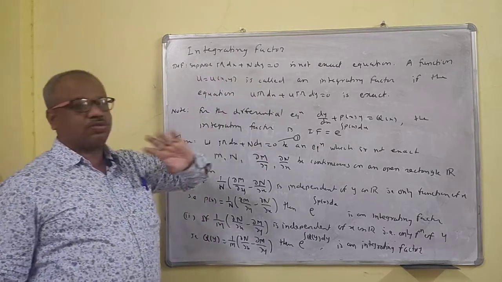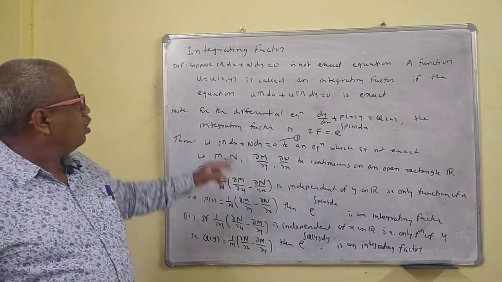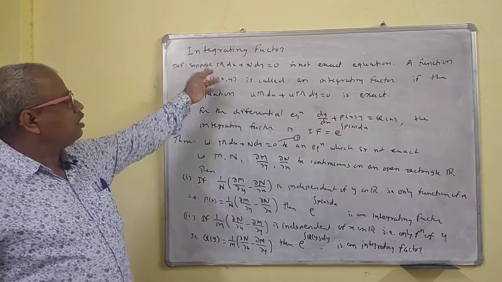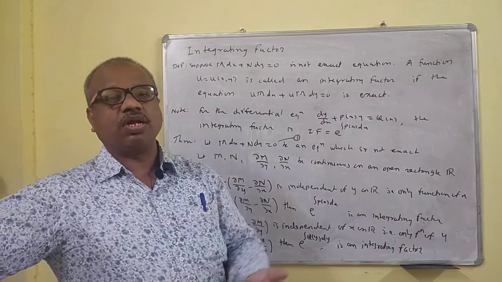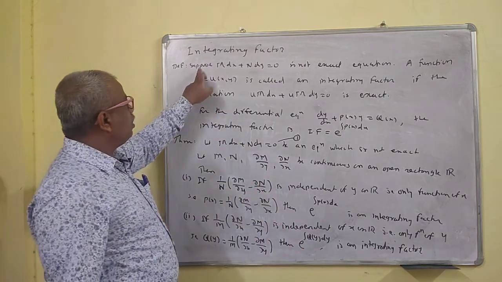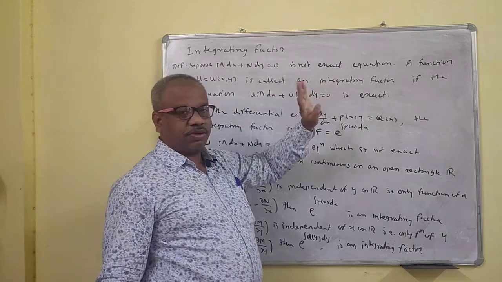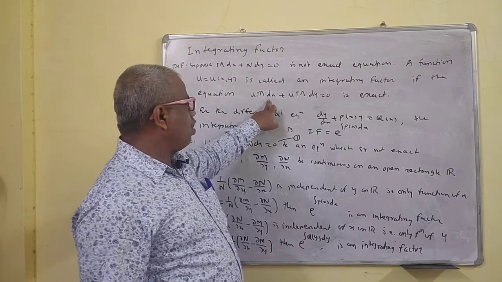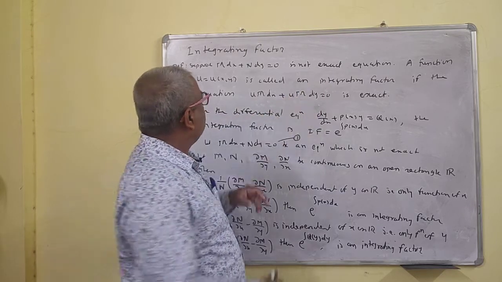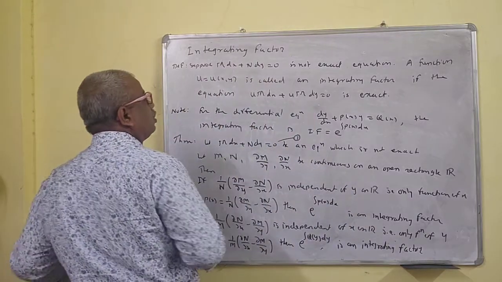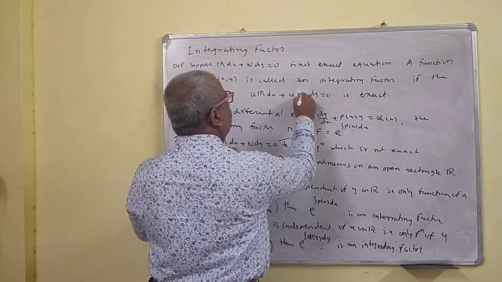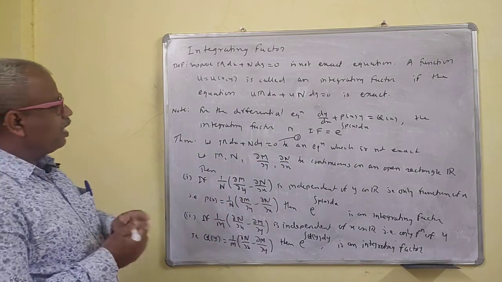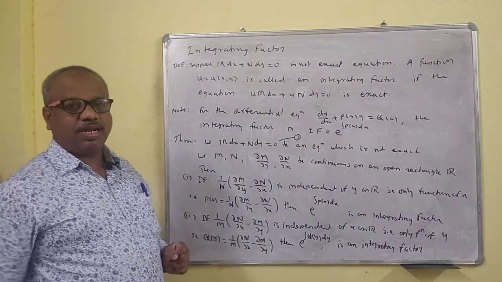Integrating factor. Suppose M dx plus N dy is not exact, and it becomes exact if you multiply by a function u. Then u is called an integrating factor. Let us define it properly. Suppose M dx plus N dy equals 0 is not an exact equation. A function u is called an integrating factor if the equation uM dx plus uN dy equals 0 is exact. That means after multiplication by u, it becomes exact. Then u is called the integrating factor.